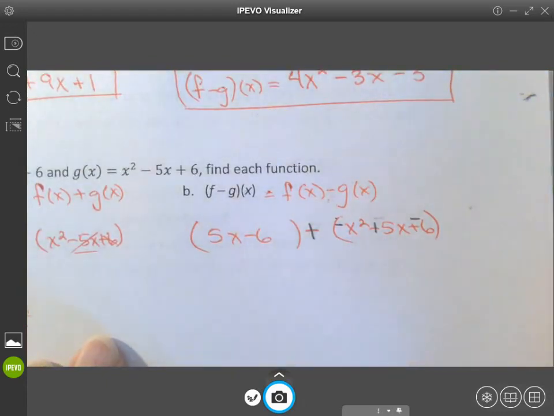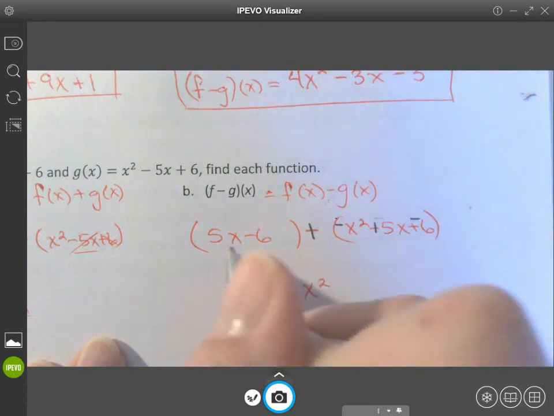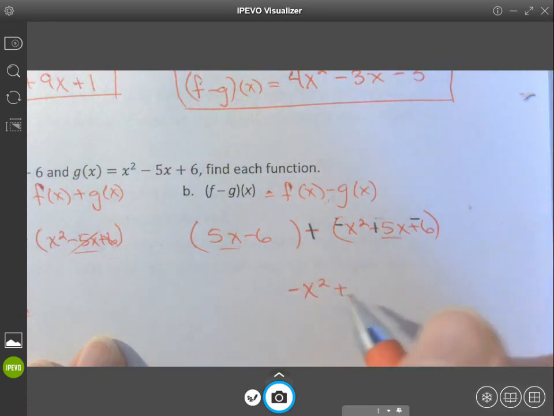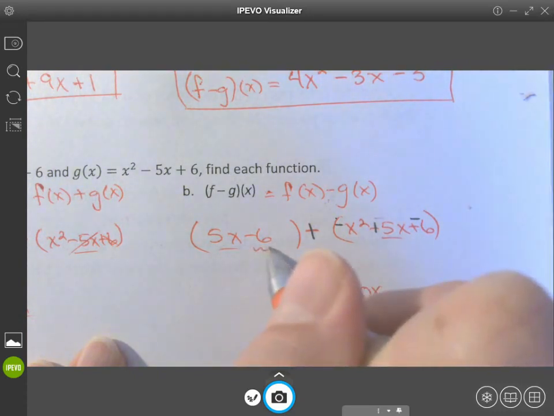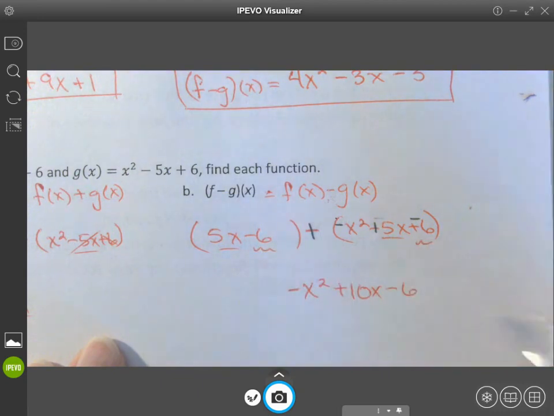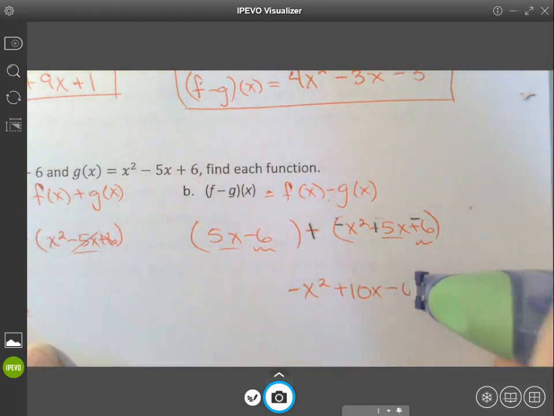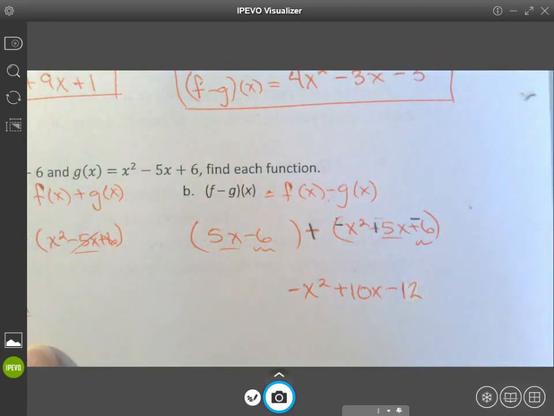All right, what is the highest degree? x squared. So negative x squared, then what? These should add up to 10x, and these should add up to negative 6. Or no, negative 12. You're right. I heard you, and I wrote it wrong. Okay, I just wrote what I wanted. Is this better? Okay, fabulous. What would be your function notation?